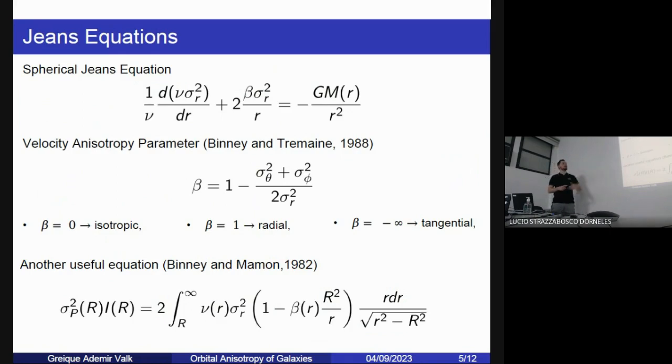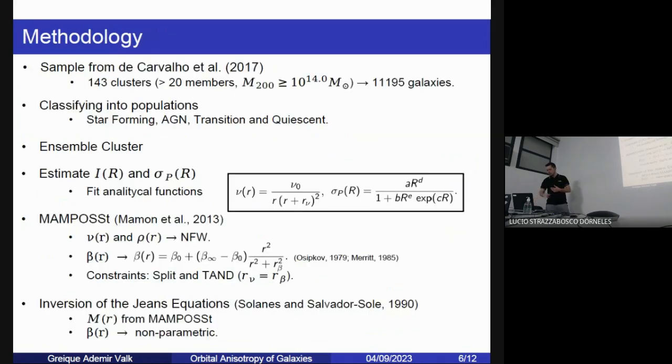Here, beta is the velocity anisotropy parameter, and it is very important because it gives us insights about the orbits of the galaxies. If beta is equal to 0, we have isotropic orbits. If beta is close to the unit, we have radial orbits. And if beta tends to minus infinity, we have tangential orbits.